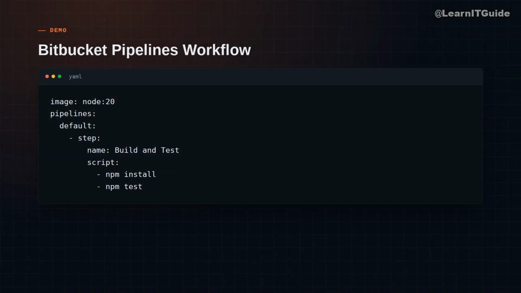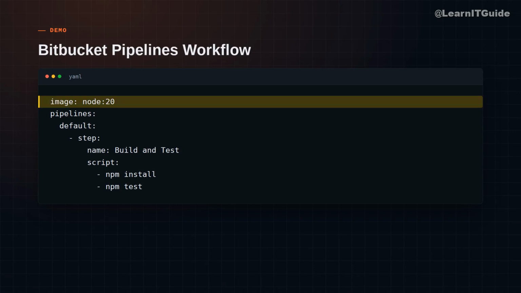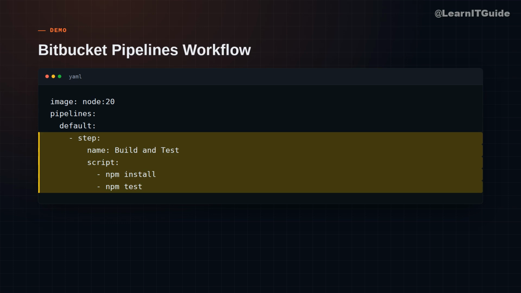Now compare that to a Bitbucket pipeline. The syntax is slightly different but accomplishes the exact same goal. You define a Docker image to run your build in and then list your steps. It feels very native to the Atlassian environment. If you already have your developers trained on Docker-based workflows, this syntax will feel very natural to them.